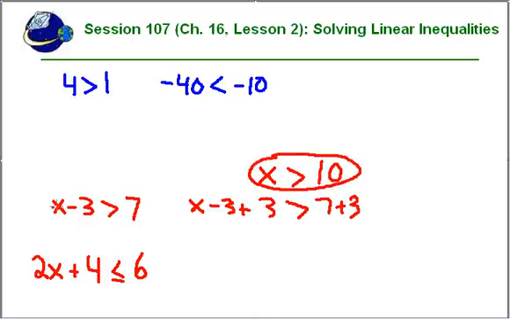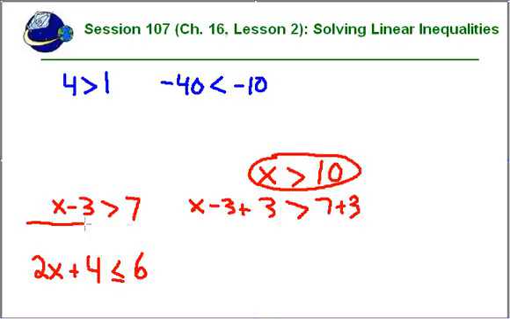This is the solution to this linear inequality. X has to be greater than 10 in order for x minus 3 to be greater than 7. Let's go ahead and stick that 10 in here. 10 minus 3 is 7. Is 7 greater than 7? No. That's why x has to be greater than 10. Anything greater than 10 will create an inequality here of that number minus 3 being greater than 7.